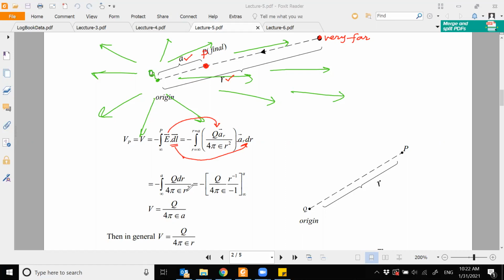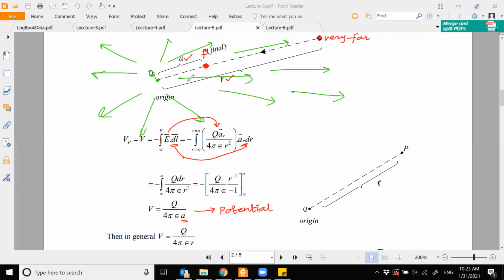And integral of 1 over r square is what? Minus 1 over r, or r to the power of minus 1 over minus 1. And these are the limits, infinity and A. If you substitute here, you will get that the potential is just Q over 4 pi epsilon A. This is the expression for the potential due to a point charge placed at origin.